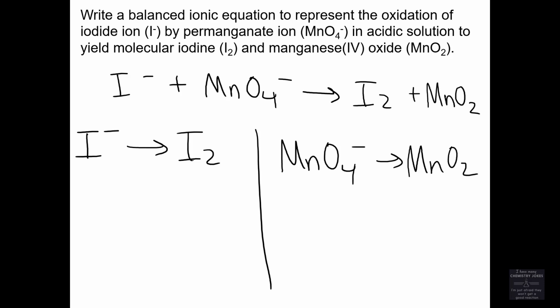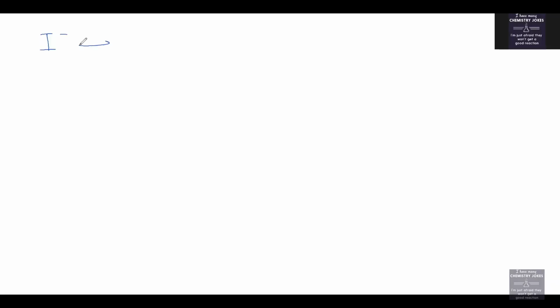There are my two unbalanced half reactions. But in order to continue, I'm going to need more space. So we're trying to balance these two half reactions. If we focus on our left half reaction first, maybe we should specify, is this the oxidation or reduction half reaction?